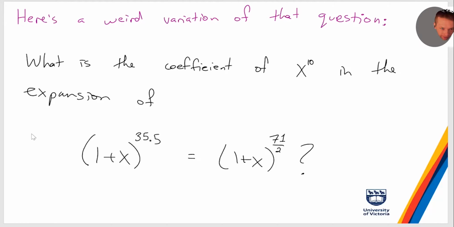Before we did (1 + x)^35. What if I take (1 + x)^35.5? Or in other words, if you don't like decimals, (1 + x)^(71/2), which seems like the question doesn't make sense or something. But actually this question does make sense, and that's the sort of thing we're going to talk about right now. This is an extension of the binomial theorem to exponents which are not integers.